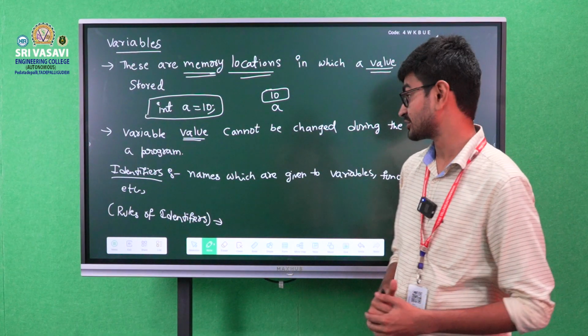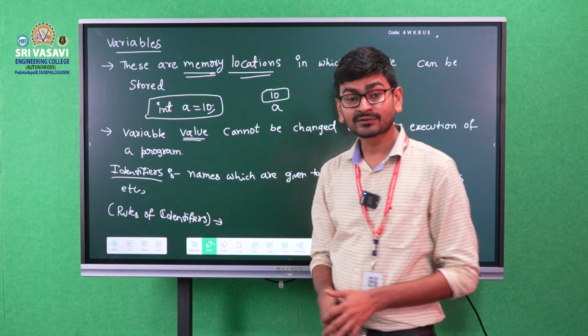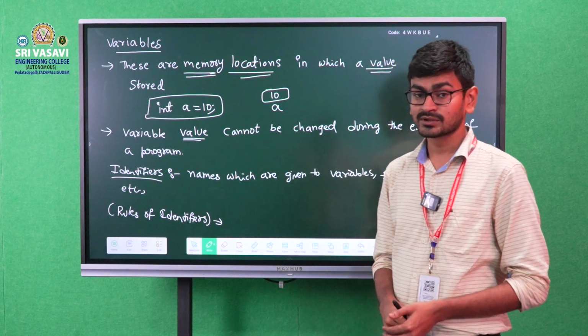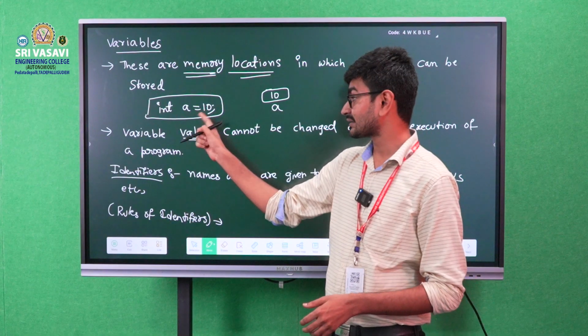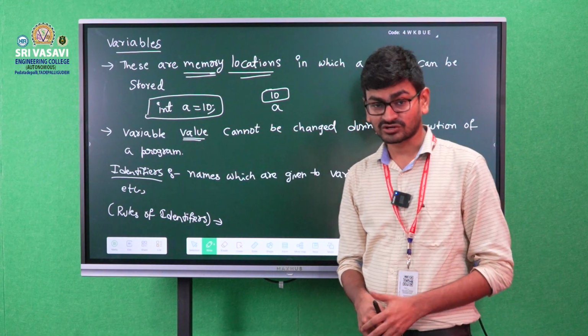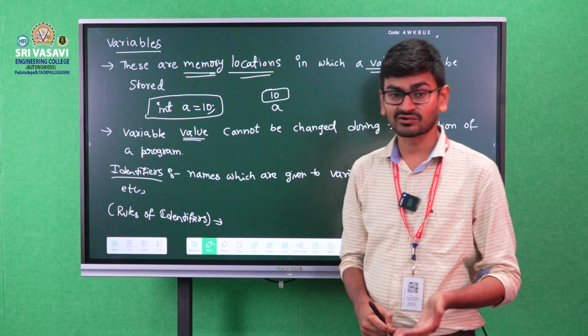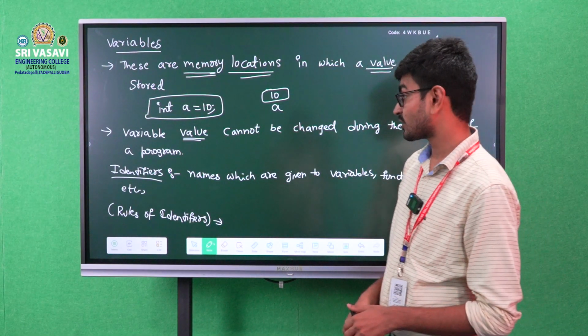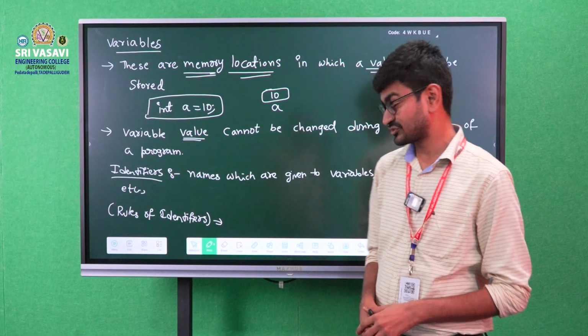It is a memory location, but a variable value can be changed during the execution of the program. For example, if you declare int a = 10, it does not mean it is a constant. You can change later onwards. You can change a = 15 later onwards. So that is the meaning of a variable value can be changed.